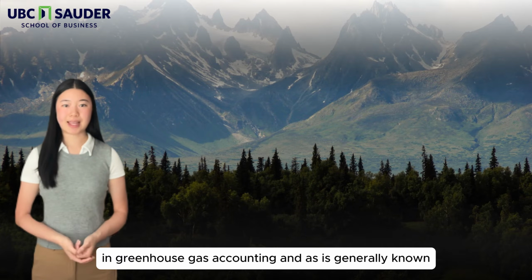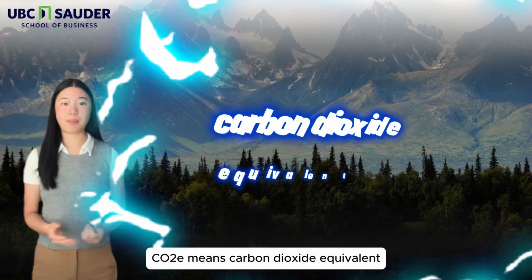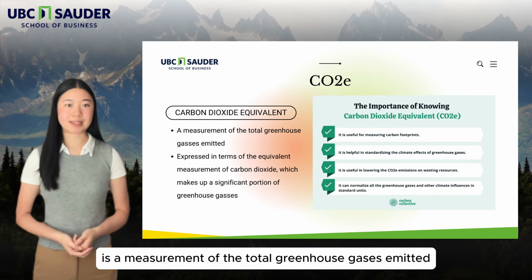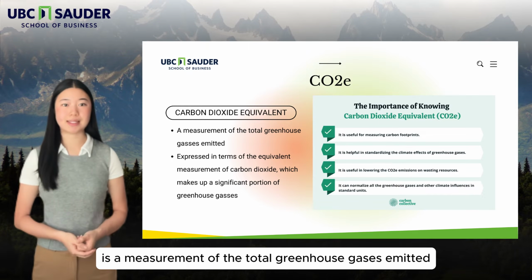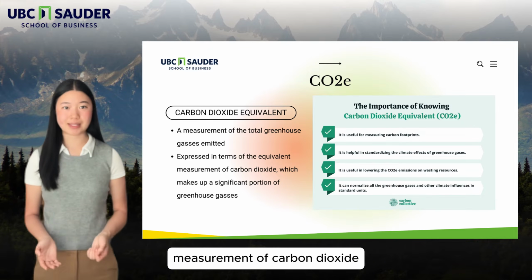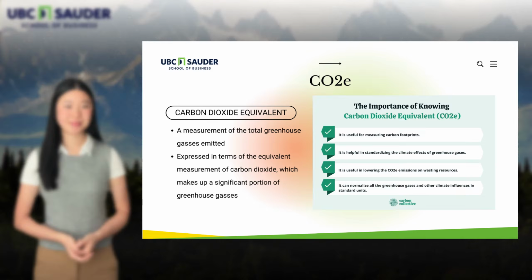In greenhouse gas accounting, and as is generally known, CO2e means carbon dioxide equivalent. To put it simply, CO2e is a measurement of the total greenhouse gases emitted, expressed in terms of the equivalent measurement of carbon dioxide, which makes up a significant portion of greenhouse gases.